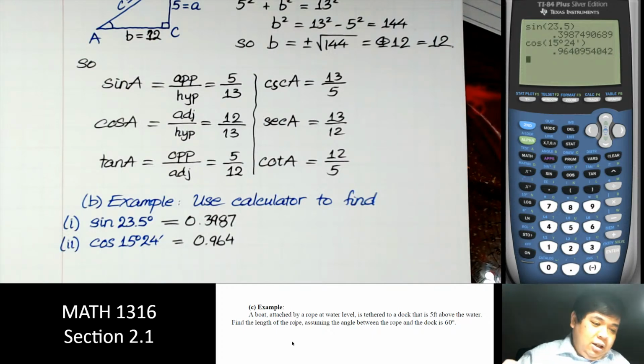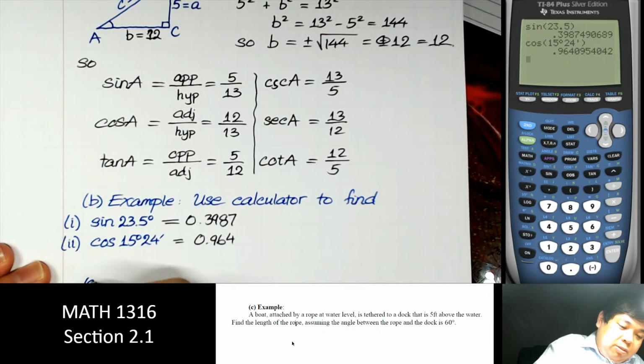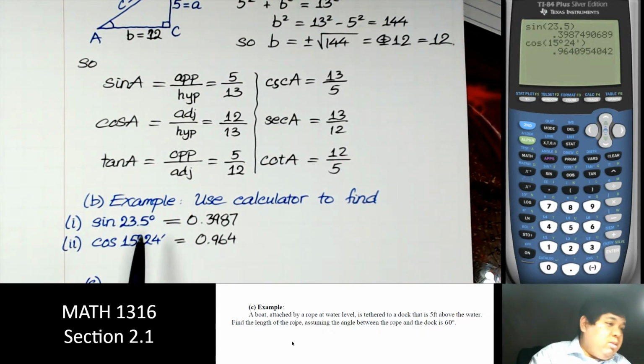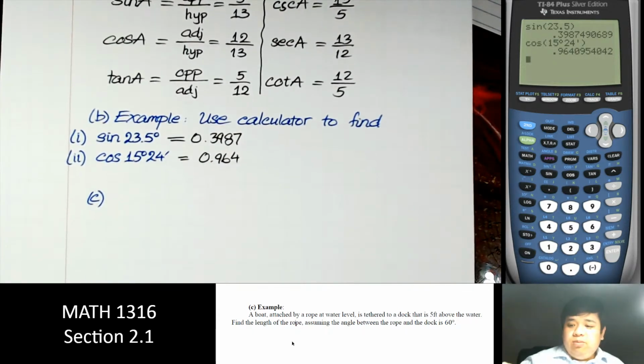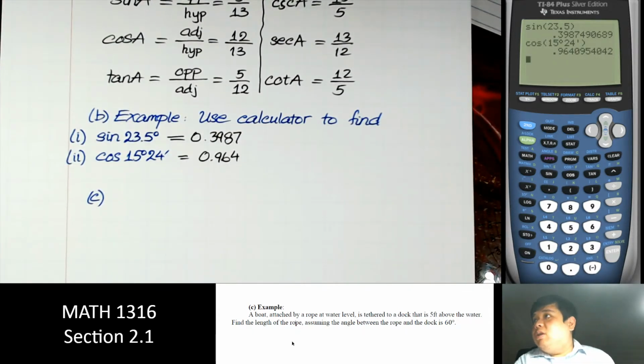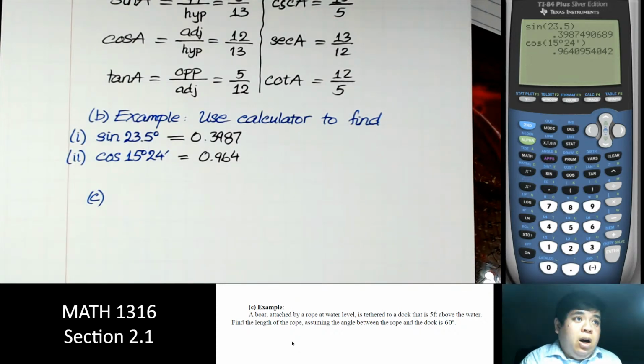Next, we have an application problem. So just using the calculator, but we have to be in the right mode, the degree mode. We have a boat attached by a rope at water level, tethered to a dock that is 5 feet above the water.